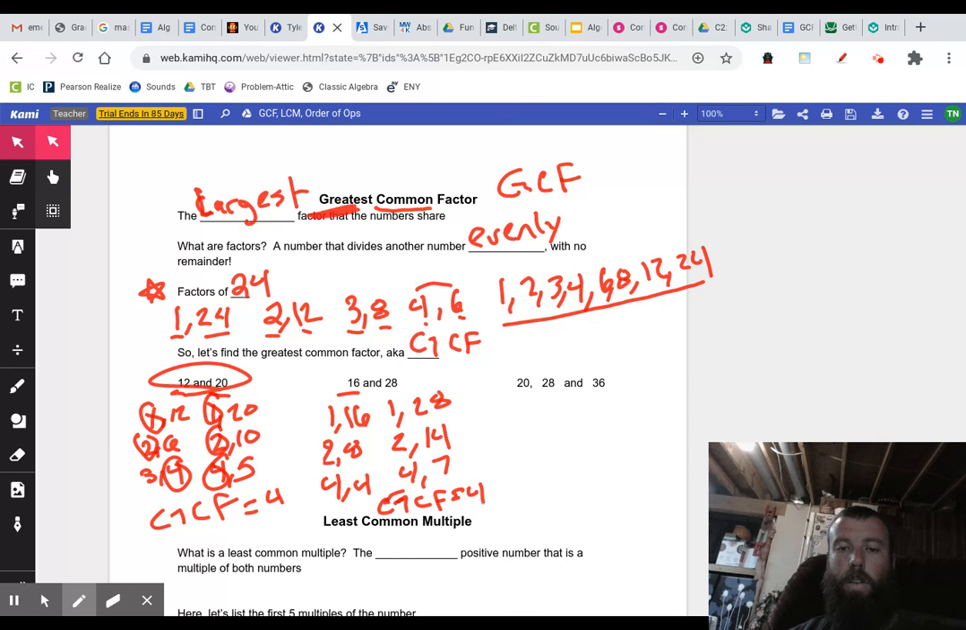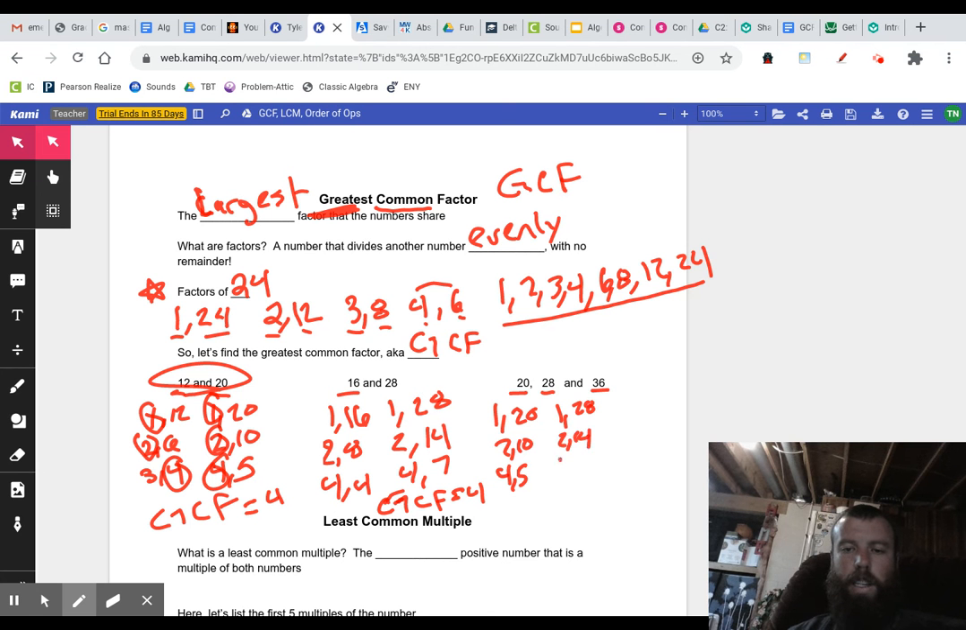Last but not least, you might get three numbers. What is the GCF of 20, 28, and 36? Let's find out. 20's factors we listed over here. Let's copy those down. 1 times 20, 2 times 10, and 4 times 5. We keep seeing 4 on these lists. Factors of 28, we just saw those, right? 1 and 28, 2 and 14, 4 and 7.